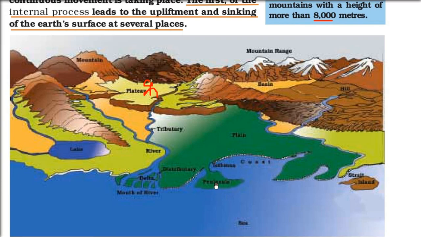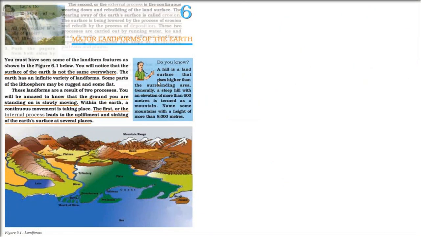And a land which is covered by water on three sides is a peninsula. And there is an island which is very near to the land, and that is called a strait island. Then if there is a sink and water deposits there, that is called a lake. So these are all the formations which we see.